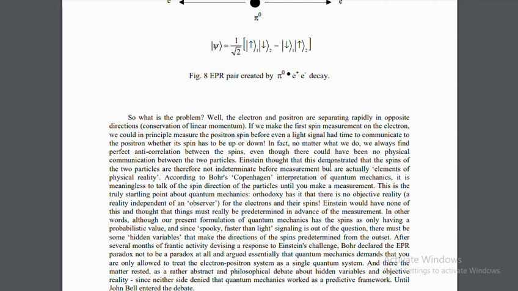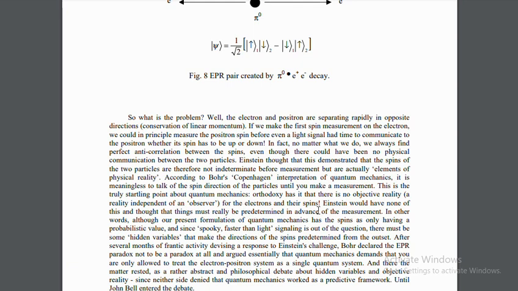Einstein thought that this demonstrated that the spins of the two particles are not indeterminate before measurement, but are actually elements of physical reality. According to Bohr's Copenhagen interpretation of quantum mechanics, it is meaningless to talk of the spin directions of the particles until you make a measurement. This is the truly startling point about quantum mechanics. Orthodoxy has it that there is no objective reality, a reality independent of an observer.